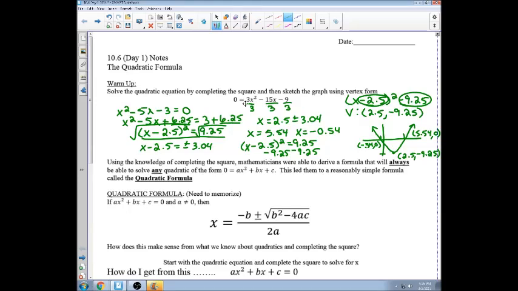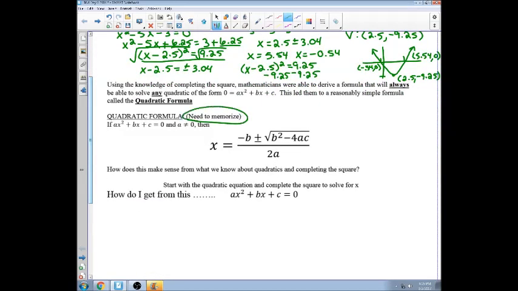Using the knowledge of completing the square, mathematicians were able to derive a formula that will always be able to solve any quadratic of the form 0 equals ax squared plus bx plus c. This led them to a reasonably simple formula called the quadratic formula. The quadratic formula, which if you read right here, says you need to memorize. If ax squared plus bx plus c equals 0 and a is not equal to 0, then the quadratic formula is x equals the opposite of b plus or minus the square root of b squared minus 4 times a times c. All of that is over 2 times a.